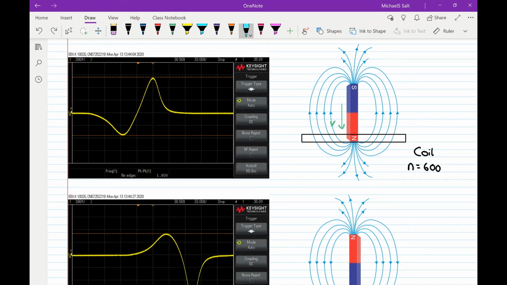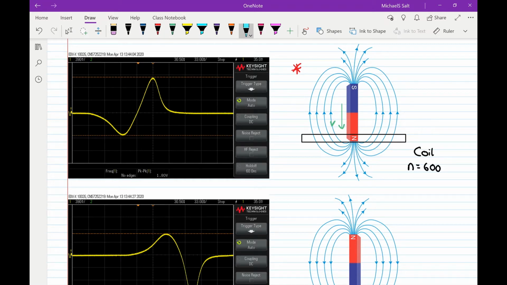In one of my previous videos, I completed a demonstration where I dropped a magnet through a coil of 600 turns, so this diagram to the right here. Initially I dropped the magnet with the north pole facing downwards and it went through the coil. At the same time I had an oscilloscope connected to the coil to measure the potential difference.